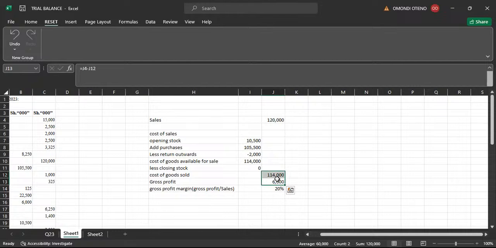Now, I want somebody to help me understand what will be the cost of goods sold if gross profit margin is equivalent to 20%. So what is 20% of the sales value? Our gross profit here, we are being told that it should not be that 6,000. It should be 20% of the sales. So it is 24,000. My question now is, what should I subtract from 120,000 to get 24,000?